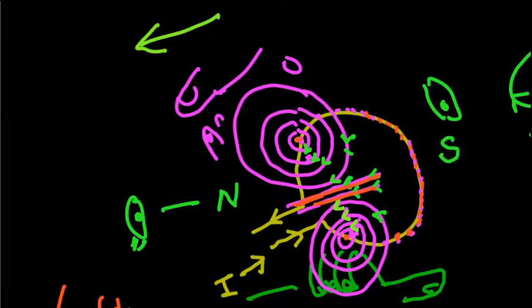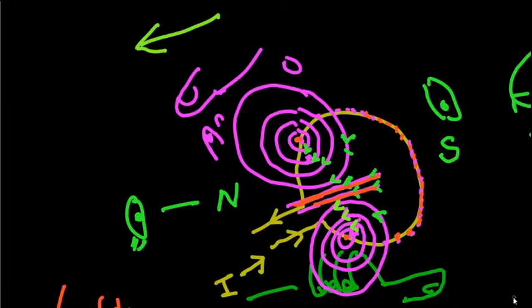This is a question which CBSE asks you. They ask you how can you increase the magnetic field due to a current carrying loop. So the first way you can do it is by increasing the current. You increase the current and the magnetic field also goes up.